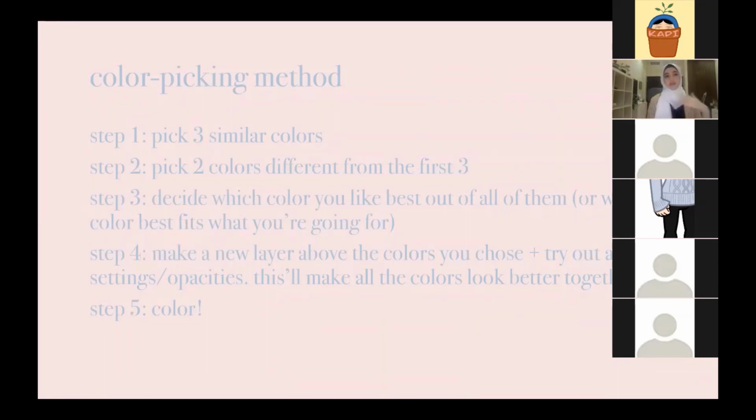And after that, I make the 3 similar colors different in values because of the contrast thing again. Then I pick 2 colors different from the first 3, so it doesn't end up too monochrome. And then look at the selection of colors that you have now and figure out which one fits your theme the best, and just overlay it over everything and set it to multiply or any other setting and play with the opacity to make them all fit together better. And as you go, fix things, but yeah, just after that, color.